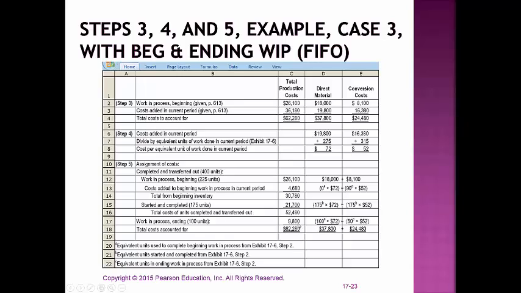This work in process ending would be our work in process asset value on our balance sheet, and these other ones will either go to another work in process account or to finished goods inventory.